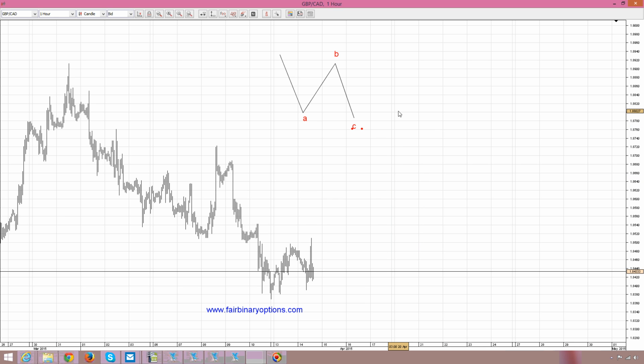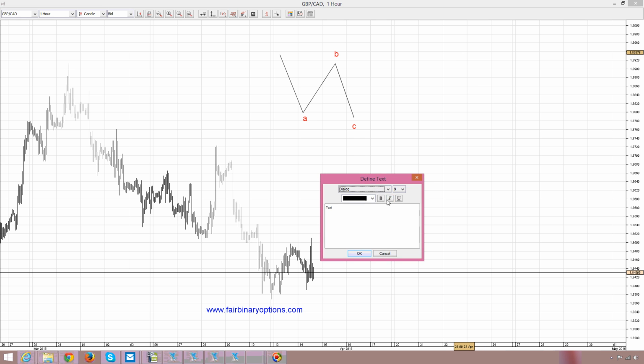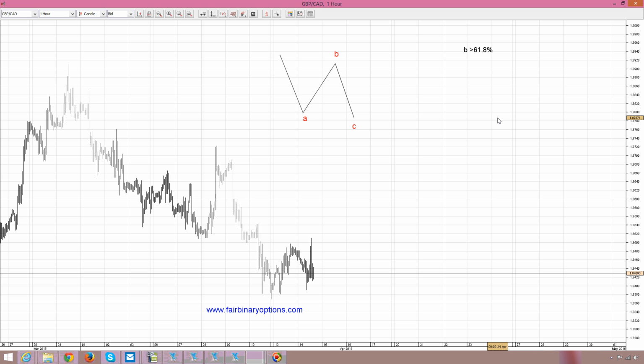Why? Because of the retracement level. It depends very much on what kind of retracement level we have. The minimum retracement level in a flat is 61.8, like we've discussed in another project here on Binary Options Academy. So the B wave should retrace more than 61.8% when compared with the length of the previous wave A. If the B wave is not retracing more than 61.8, then that is not called a flat.